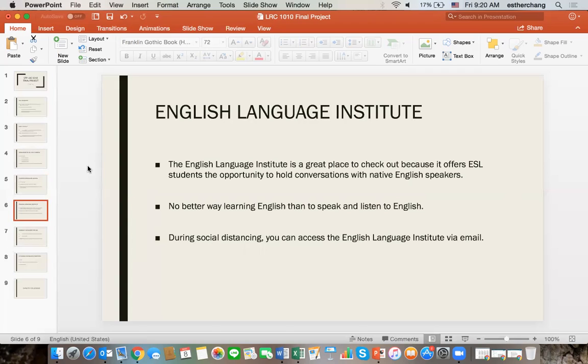The next is the English Language Institute. The English Language Institute is a great place to check out because it offers ESL students the opportunity to hold conversations with native English speakers. I mean, there's no better way to learn English than to actually speak and listen to English. So during social distancing, you can access the English Language Institute via email. You can find their email on Google, and you can email them to ask them how you can access the English Language Institute during social distancing.